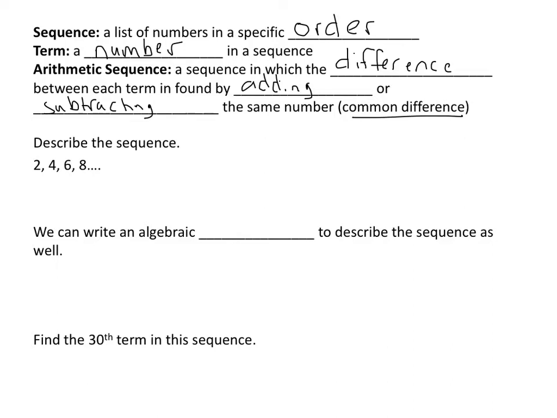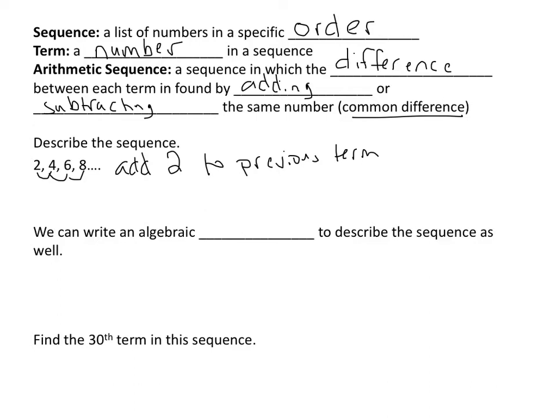So I want you to look at this pattern and describe the sequence. So 2, 4, 6, 8. If we look, each term is 2 more than the previous term. So we would add 2 to the previous term. That would describe our sequence.